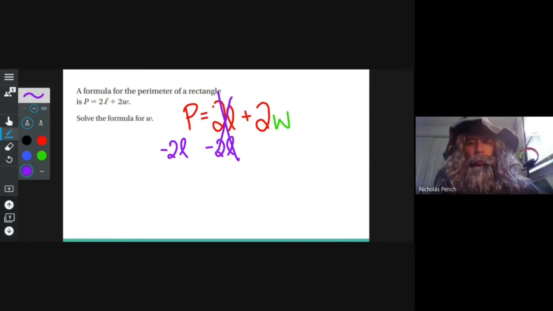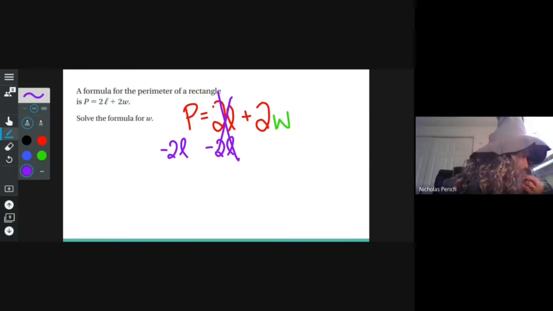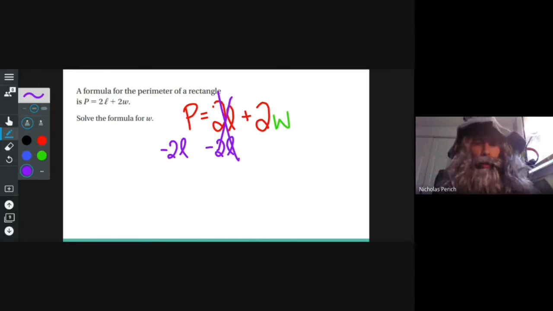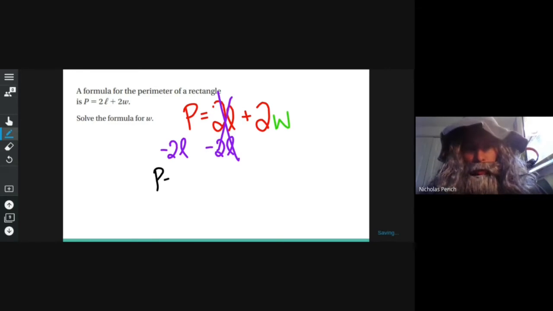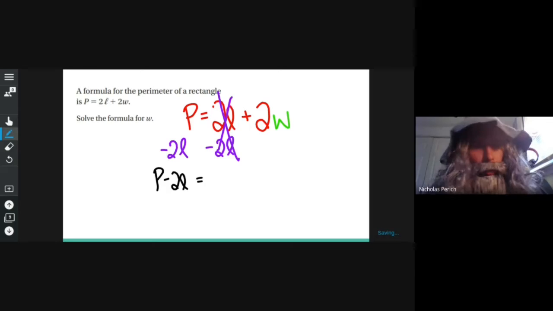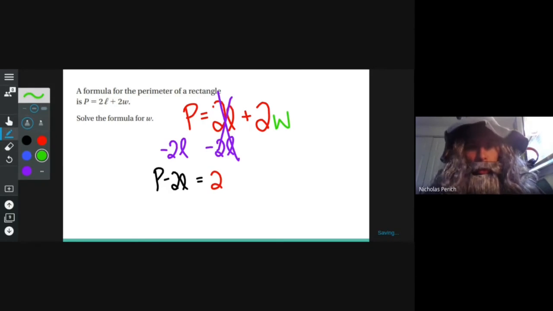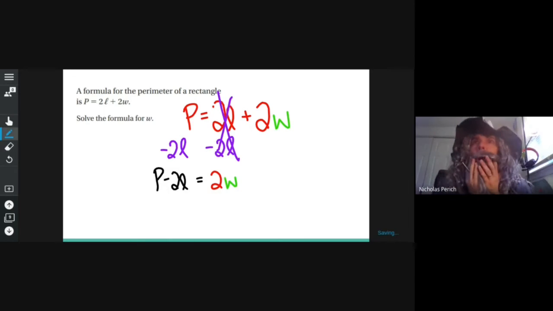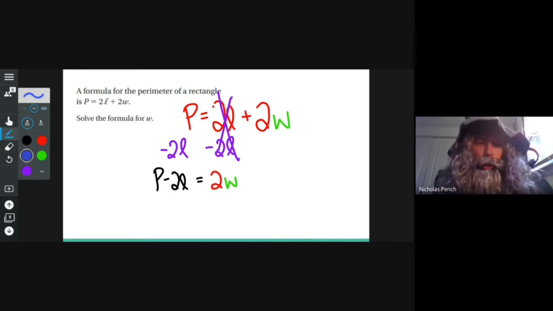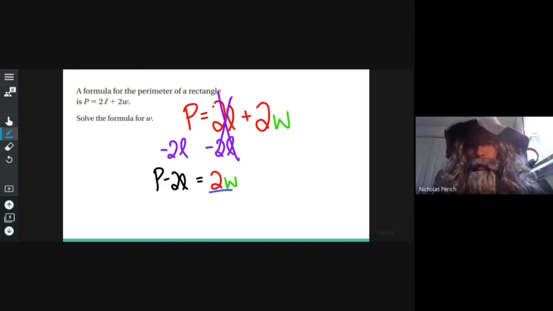What that leaves us on the left is P minus 2L. And that's going to equal 2W. Is W alone? No, we have to get the W all by itself, and the way we get the W all by itself is we divide. Divide everything by 2, all of it.